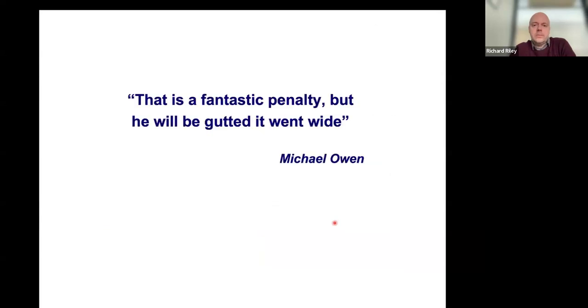Michael Owen, when he was commentating again, he said, that is a fantastic penalty, but he will be gutted it went wide.